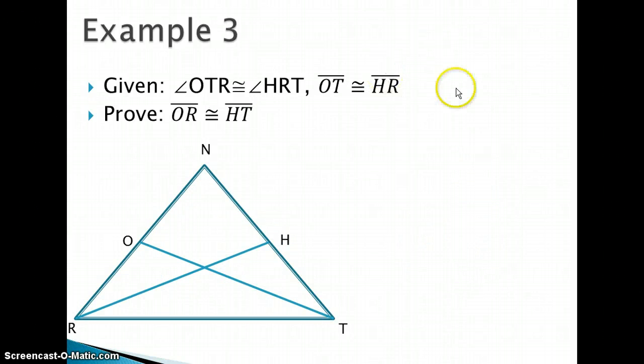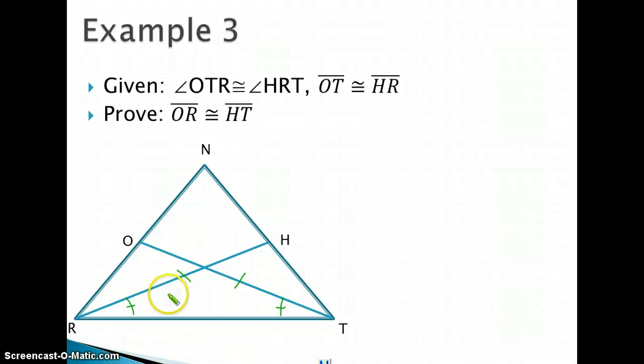Last one, we have angle OTR is congruent to angle HRT. Mark those off. OT is congruent to HR, and that's what we're given. And we're trying to show that OR is congruent to HT. So in reality, I don't care about a lot of this stuff here at the top. It really doesn't affect the proof that I'm trying to complete.